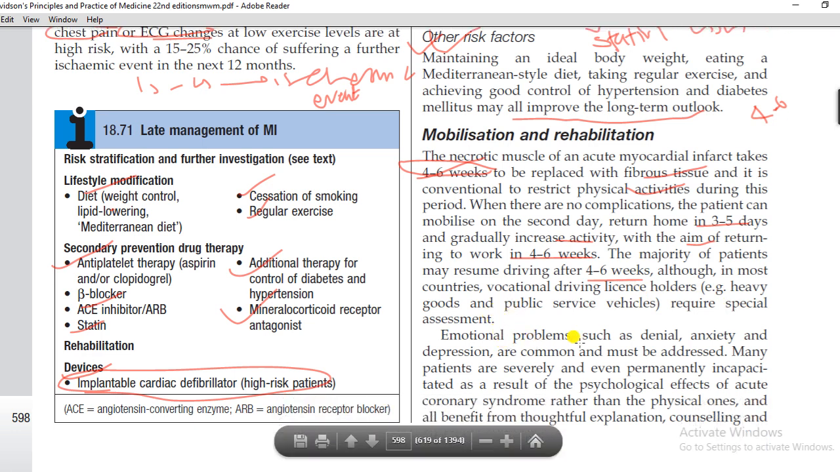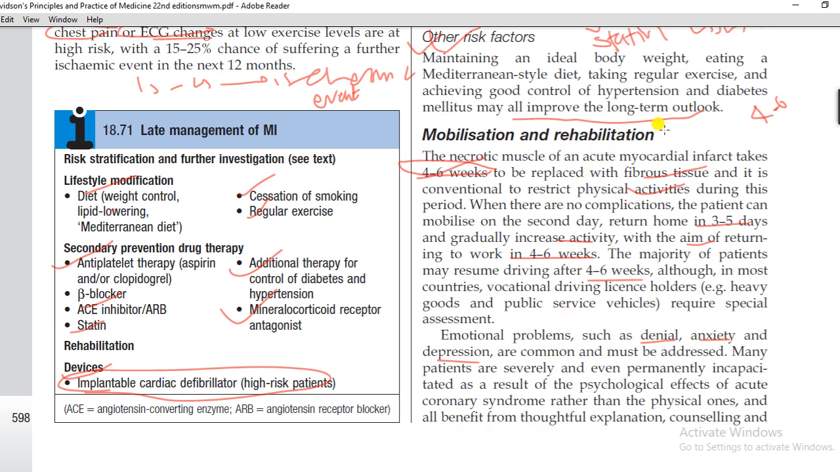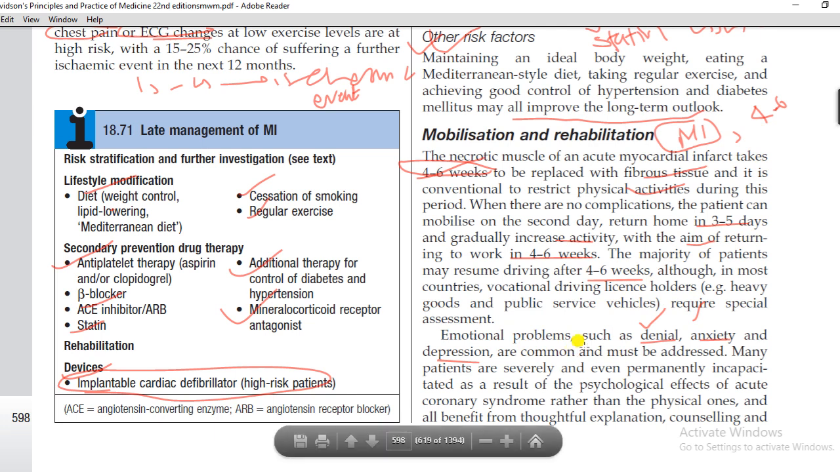Emotional problems such as denial, anxiety, and depression are common and must be addressed. After the myocardial infarction, the patient goes home. Generally, the people who have suffered from myocardial infarction are older. So there is a high chance that they could suffer from denial, anxiety, and depression, and therefore these should be addressed. Many patients are severely and even permanently incapacitated as a result of psychological effects.